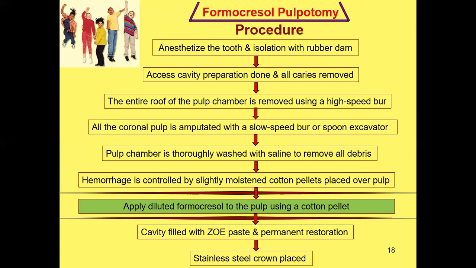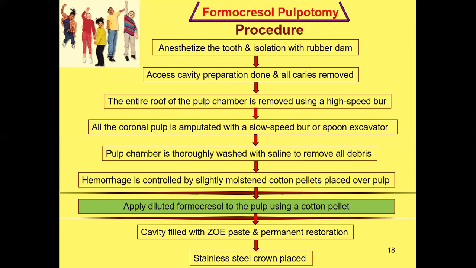Then all the coronal pulp is amputated with a slow-speed burr or a spoon excavator. You can use a sharp, large spoon excavator to amputate the entire coronal portion of the pulp. Then the pulp chamber is thoroughly washed with saline to remove all the debris. Then hemorrhage is controlled by placing a slightly moistened cotton pellet over the surface of the amputated pulpal tissue. Then apply diluted Formocresol to the pulp using a cotton pellet.